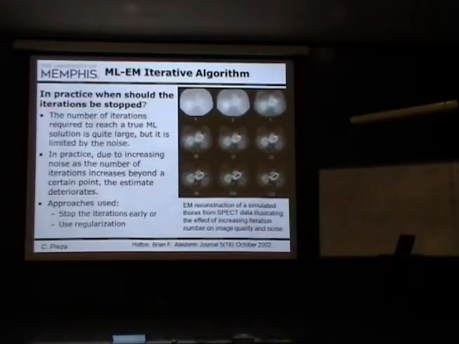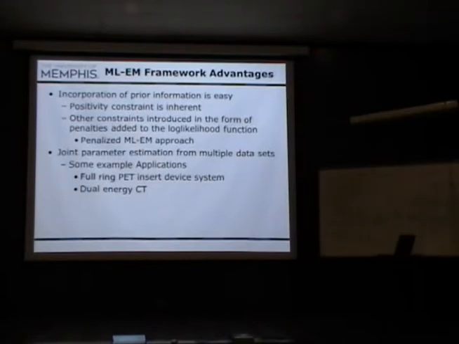And so to deal with this, there are two approaches. Either you stop the iterations early enough, and you have to figure out in your application what makes sense, or you use regularization, okay? And so you have to change slightly the problem that you're solving, because remember, with regularization you're going to solve for an approximate solution. And incorporating prior information and constraints is easy in this maximum likelihood expectation maximization framework.